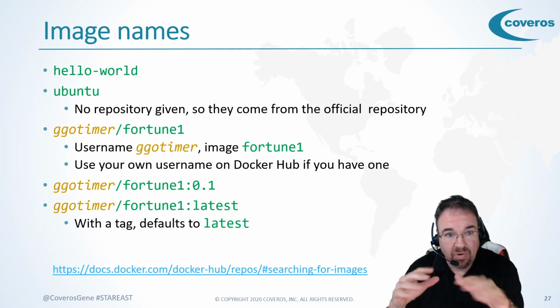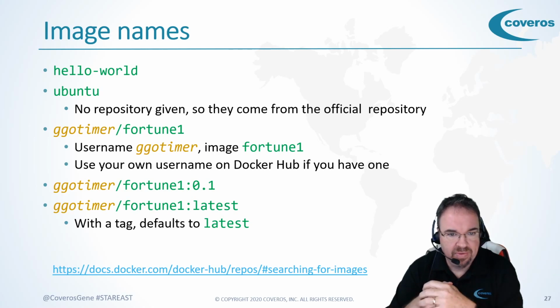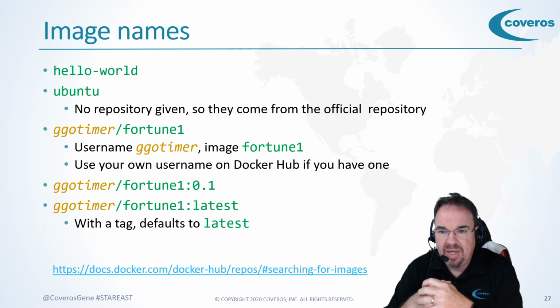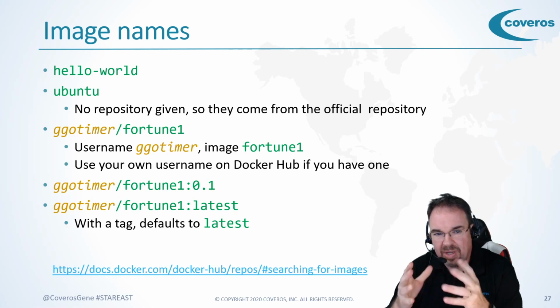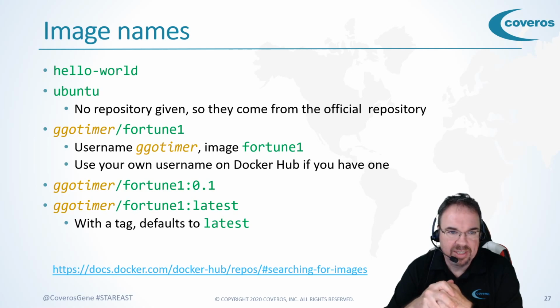First, we've already used a couple image names. One was hello-world, one was ubuntu, right? We didn't give them any repositories. They come from the official repository. Anything without a slash in the name from Docker Hub is the official produced version. So in this case, hello-world is something that the Docker project maintains, and ubuntu is one that they maintain. So we just grab those.